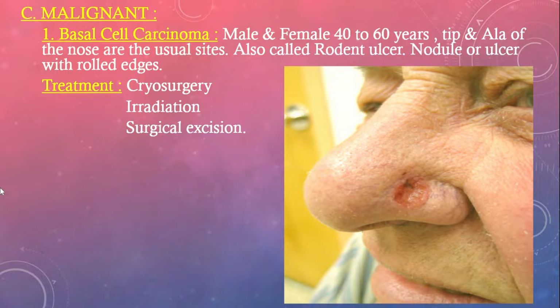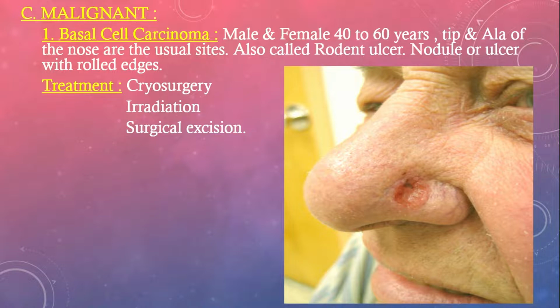Now, talking about the malignant swellings of the nose, the first and very important one is basal cell carcinoma. It's also called a rodent ulcer, and it usually occurs among males and females above 40 years of age. It usually involves the tip and ala of the nose, and it has a nodular form or an ulcer with a rolled edge.